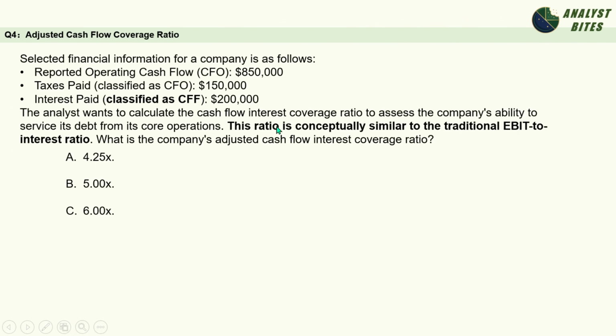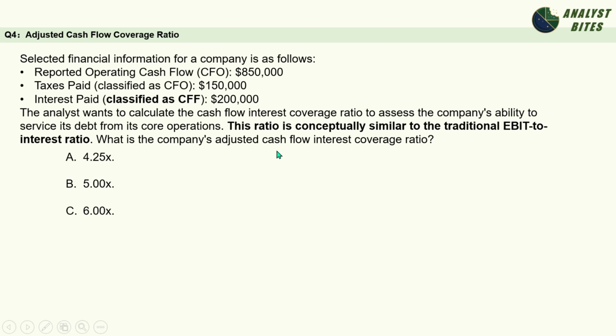Now let's look at an advanced problem. You will often see this type of question in the end of chapter exercises. The question asks us to calculate a ratio based on CFO that is comparable to the EBIT to interest ratio. We have the value for CFO, tax paid, and interest paid. The key here is to match the scale of the numerator and denominator.